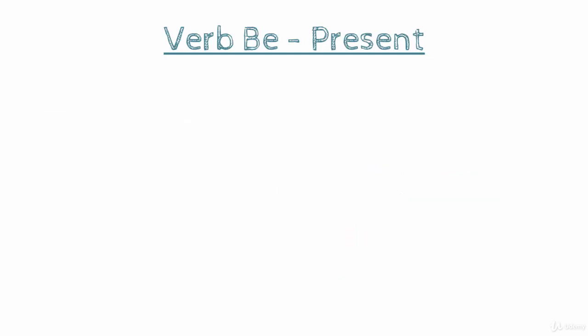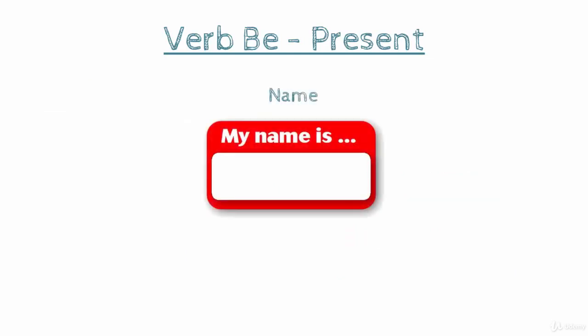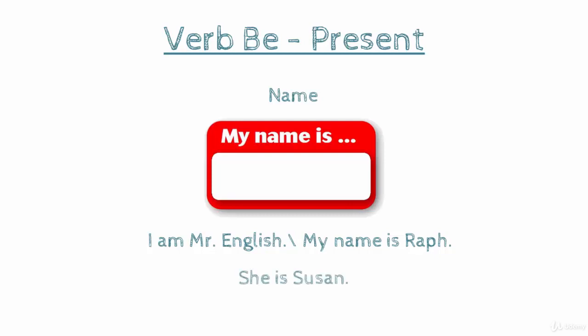Now let's see how we can use personal information with verb be. For example, for your name. I am Mr. English. My name is Raf. She is Susan. They are Mike and Julie.